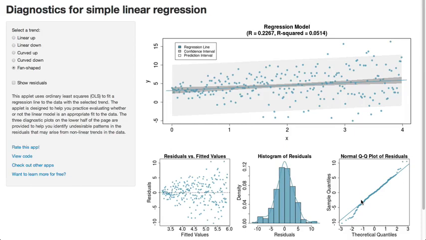I hope that you will play around with this applet a little bit more to get practice working with situations where the conditions have been met and have not been met. And the more you see these plots, the easier it's going to get for you to be able to tell whether a condition has been met or not.